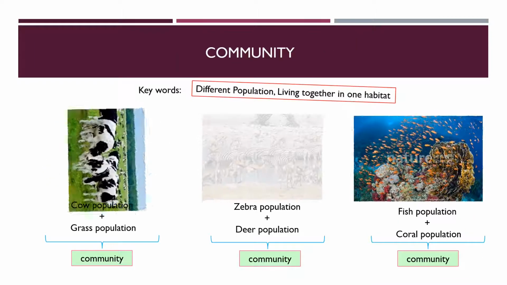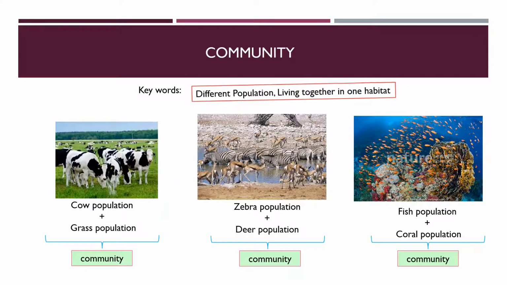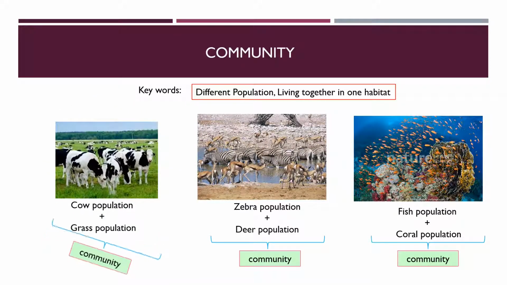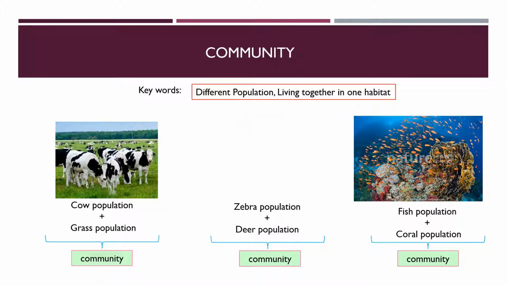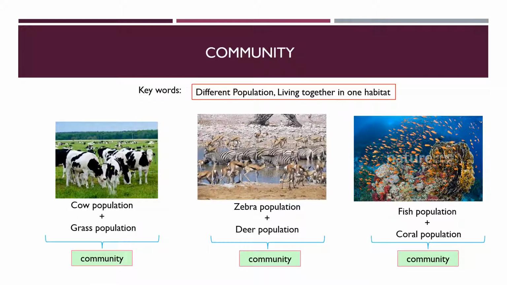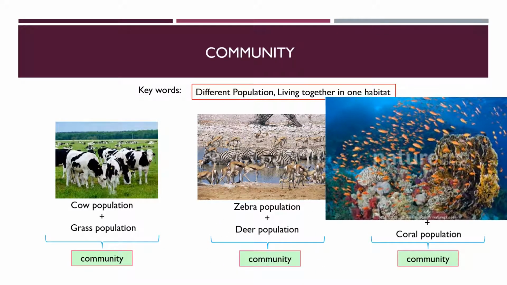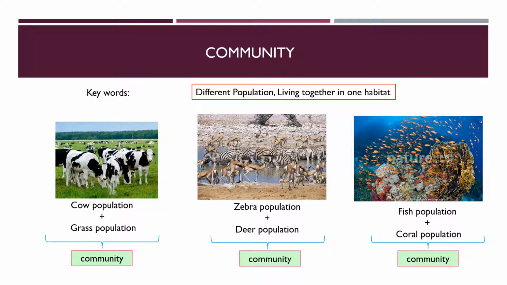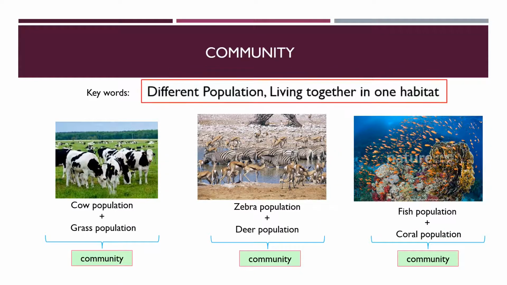Look guys, look! Example of different populations. Cow population and grass population form a community. Zebra population together with deer population form a community. Fish populations with coral populations form a community. Different populations living together in one habitat form a community.